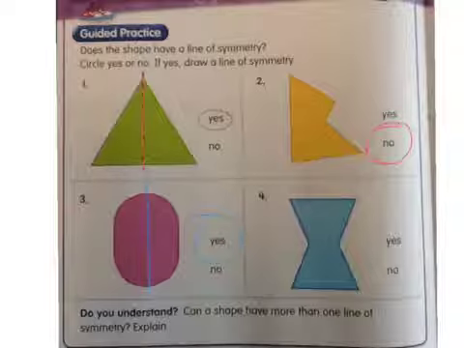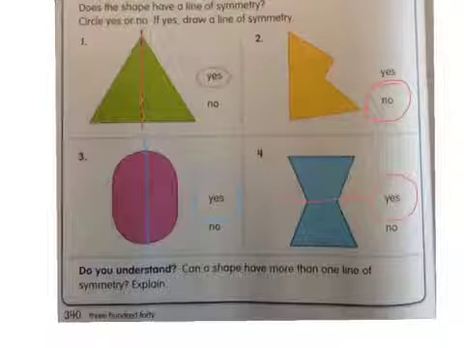And on number 4, does the shape have a line of symmetry? Not all shapes can you draw a line going vertically, going up and down, and going horizontal for it to be the same on both sides, okay? So looking at number 2, if you were to draw a line going across this way, horizontally, it would be the same on both sides. So the answer would be yes. Okay? Do you understand?